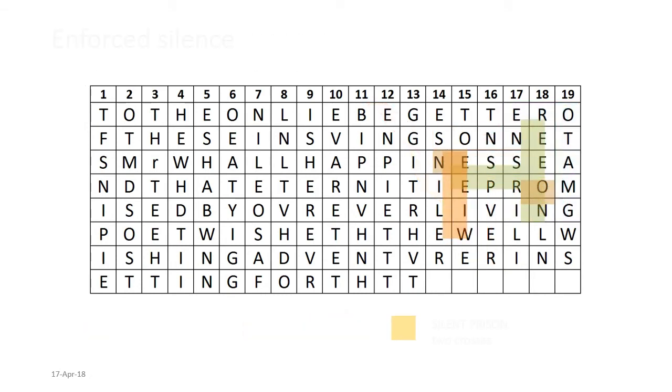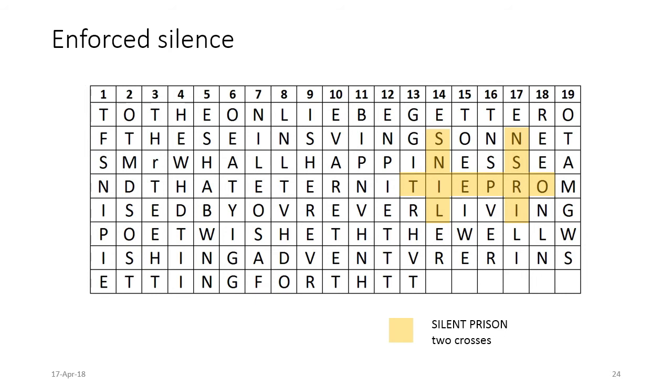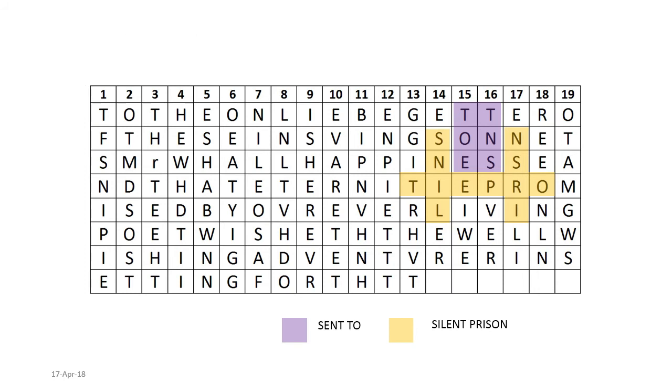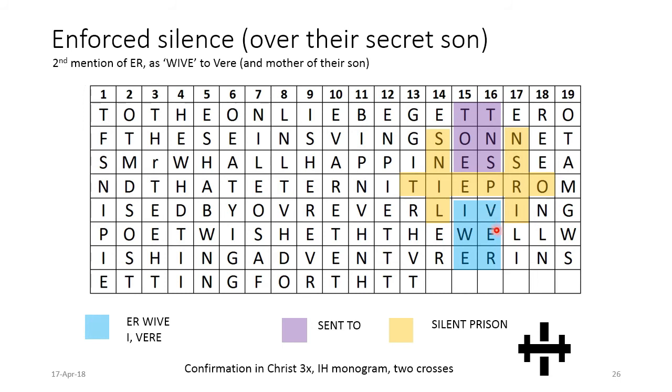And I think we have a little clue here. Speaking of sons, actually it was my son who found "silent," and then I found "prison" next to it. We have silent prison in two crosses next to each other. So silent prison sounds interesting, but what about it? Well, we've got "sent to silent prison," and indeed you get sent to prison. So who was sent to silent prison, by whom, and why? Well, here we have I, Vere. So was Vere sent to silent prison?